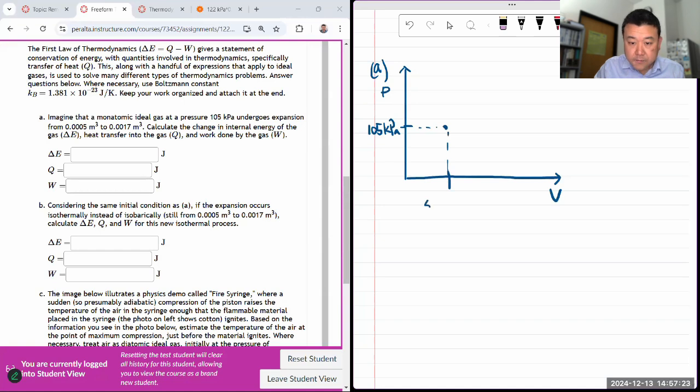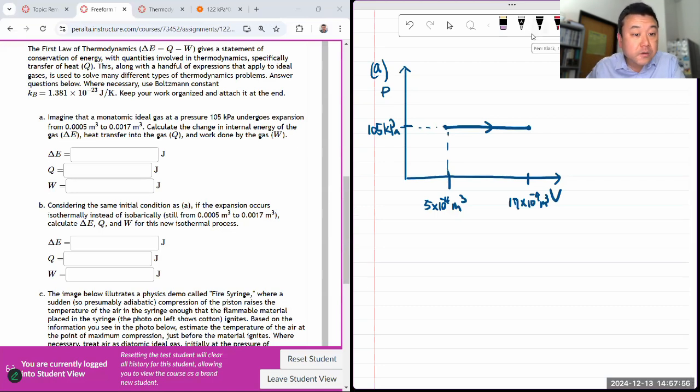Let me say 5 times 10 to the minus 4 meter cubed to 17, not to scale, 17 times 10 to the minus 4 meter cubed. And then it's not describing change of pressure, and it just says at a pressure, so this is probably the process. Good? So it says calculate the change in internal energy of the gas, heat transfer into the gas, and work done by the gas. Internal energy is easy.